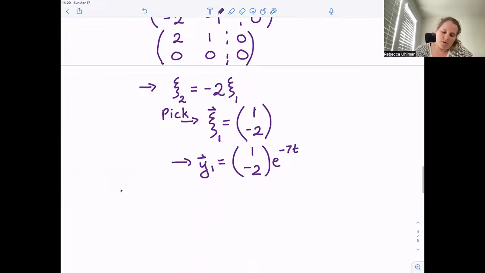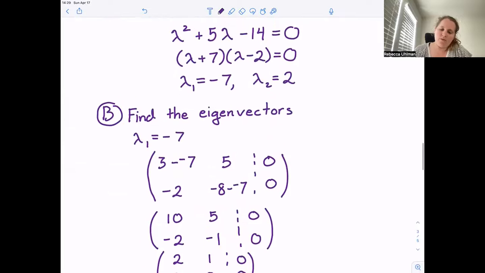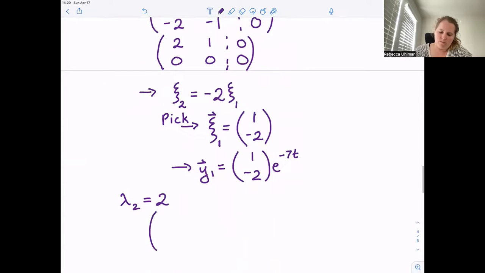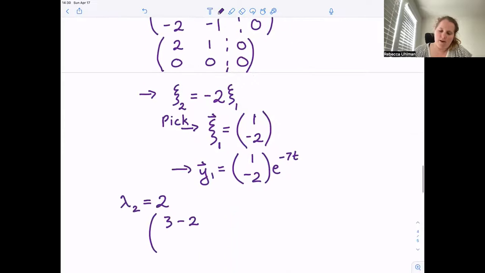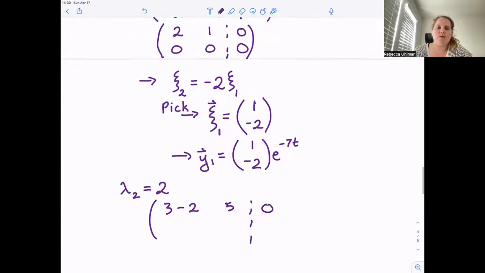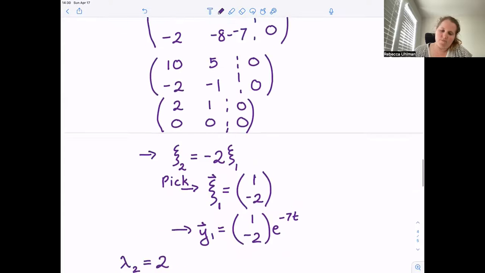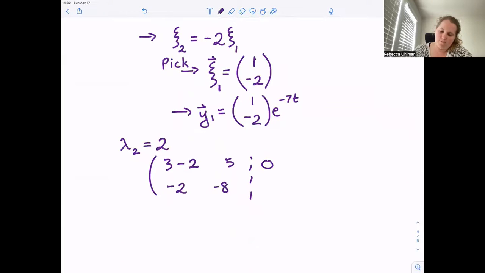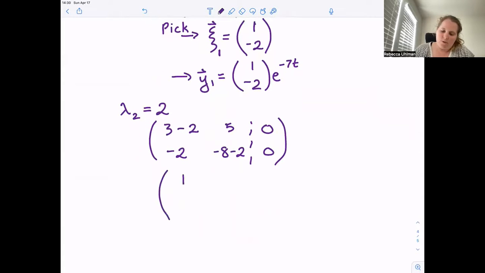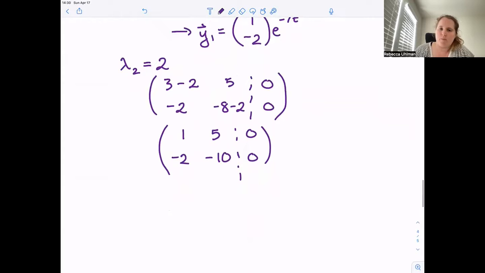Now we do the same thing for lambda 2. Lambda 2, I believe, was equal to 2. Yes. So we will do 3 minus 2, and then 5, 0 for our first augmented row. Then we are looking at -2 and -8 minus 2, 0 for our second augmented row. This simplifies to 1, 5, 0 for the first row, and -2, -10, 0 for the second row. This further simplifies to 1, 5, 0 for the first row, and 0, 0, 0 for the second row.